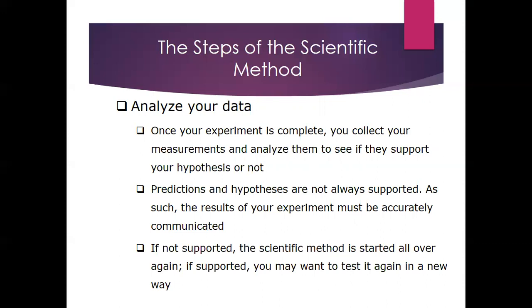So the predictions and hypotheses are not always supported. Remember, I mentioned that already. Okay. So as such, the results of your experiment must be accurately communicated. So if you find at the end of your study that you cannot accept your hypothesis, you have to be able to clearly communicate in your report why this was so. As I said, it is not wrong to come to a conclusion where your experiment has not supported your hypothesis, but you need to be able to explain why.